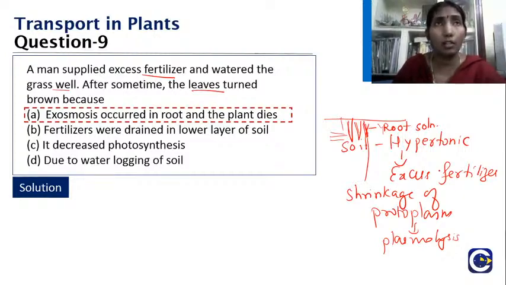So definitely, we saw in the first slide itself, in osmosis, there will be exosmosis, all the water will come out. So there will be shrinkage, and so the plant will die. So that is the answer. Okay, so you are able to understand.